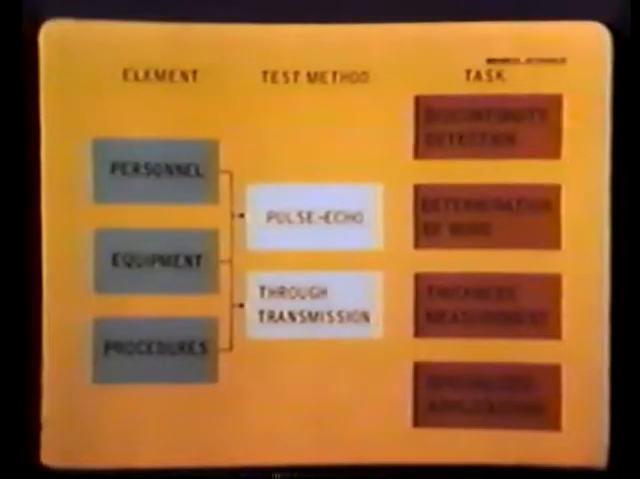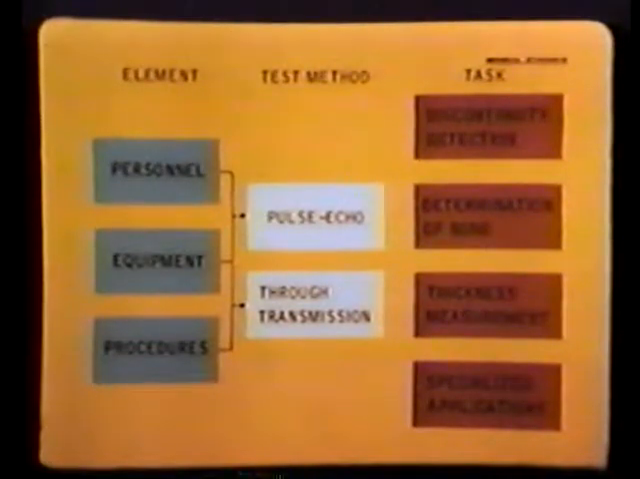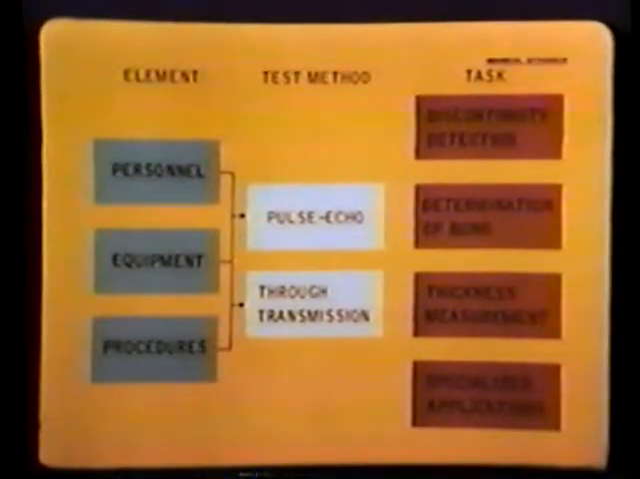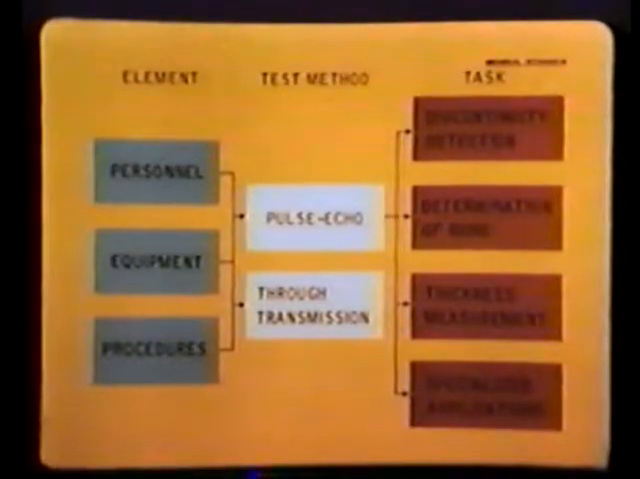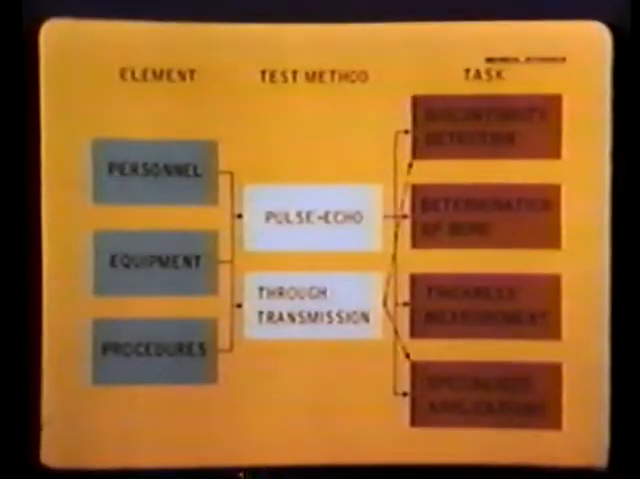For successful testing, personnel must have a knowledge of test capabilities and requirements, equipment selection and procedures depending on the selected test method, and the tasks to be performed. You'll find that all four tasks can be accomplished with pulse echo, where through transmission is more often associated with specialized applications, although it can be used to detect discontinuities.